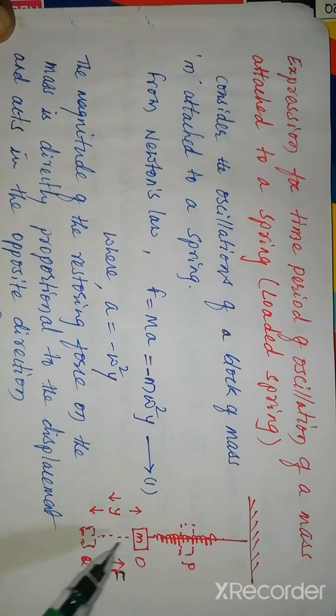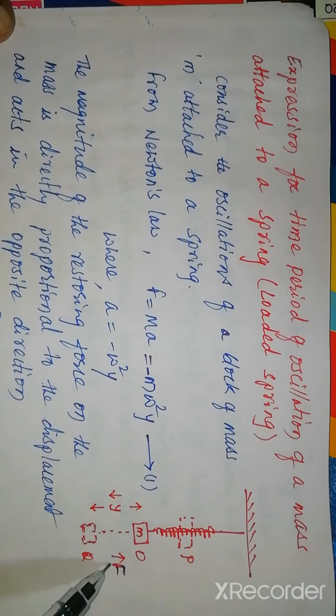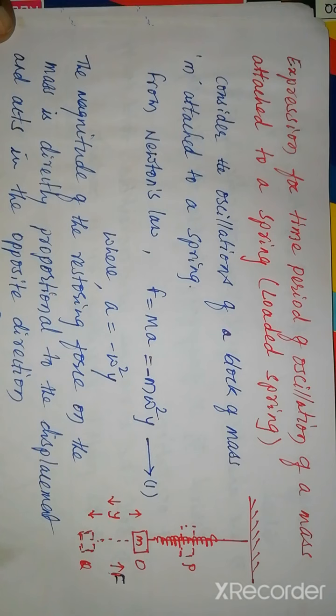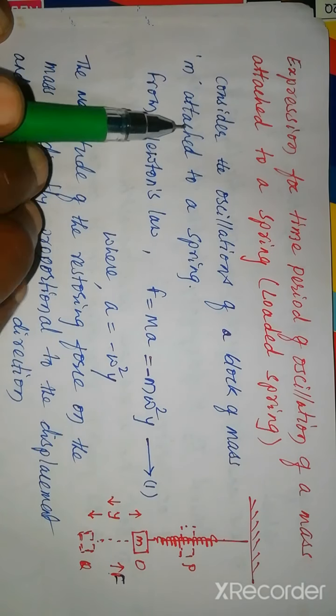When it is pulled, applied force acts downward, the displacement is downward, whereas the restoring force is upward directed towards mean position. So we have to derive an expression for the time period of oscillation of the load attached to the spring. For that, consider the oscillations of a block of mass m attached to a spring. From Newton's law, F equals ma, that equals minus m omega square y, since acceleration is minus omega square y.